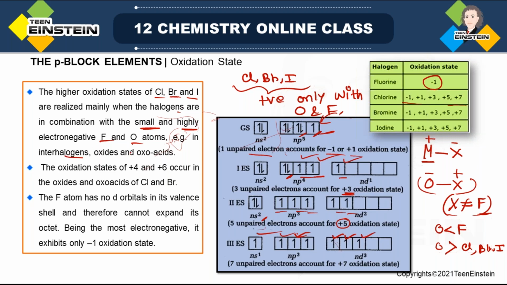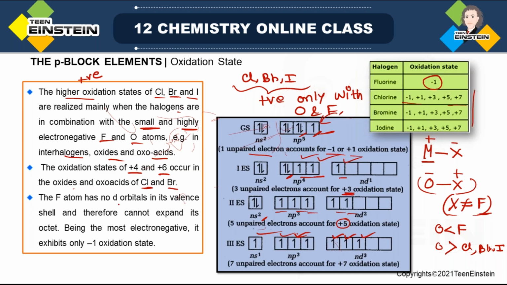So here we have examples: interhalogen, oxides, and also oxo acids. So oxo acids of halogens are also possible. They can also achieve positive oxidation state. That means higher oxidation state. Now oxidation states +4 and +6 are not mentioned in this table. Now this can also occur in oxides and oxo acids of these two halogens.